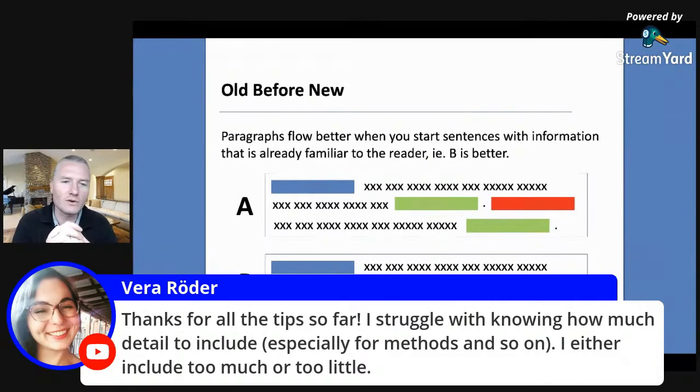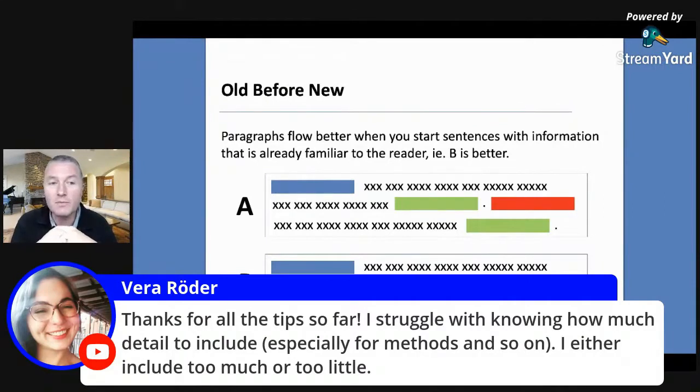But let's look at your point here. I struggle with knowing how much detail to include, especially for methods and so on. I either include too much or too little. 100%, Vera. Now, that's not quite a writing problem. It's more regarding the overall structure and content and nature of the problem that you're trying to solve with your research.